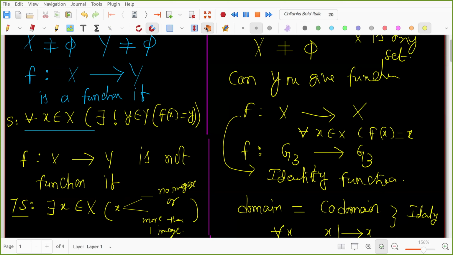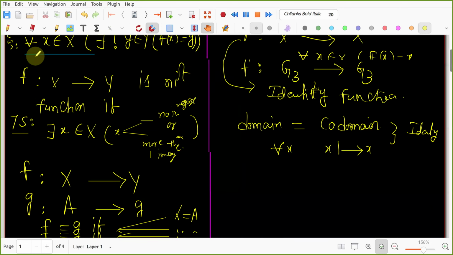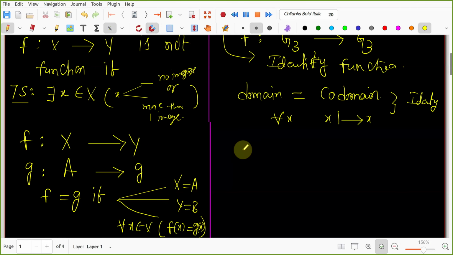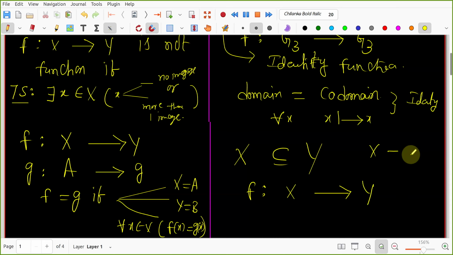Okay, right. So identity function is clear. Now I am asking some of you. Suppose X is a subset of Y. Can you give one function from X to Y? X is non-empty, right? Can you give one function from X to Y?